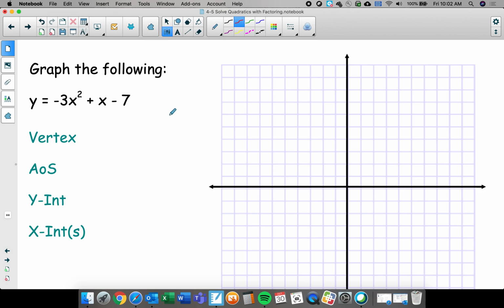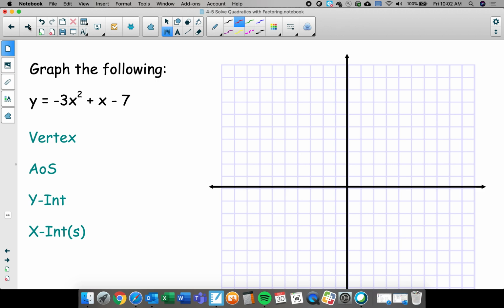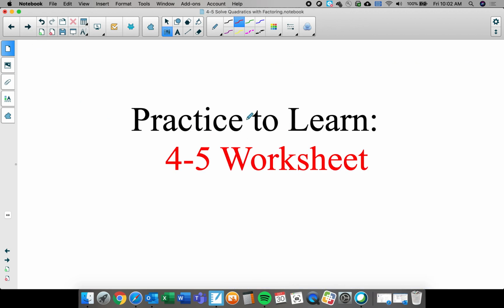Last one here is, and I'm not even going to worry about this one, I don't think. I'm going to skip through that one. So the practice to learn that goes with this would be your 4-5 worksheet. Again, I want you to take a look at the factoring that would go with the graphing and the x-intercepts and all that kind of stuff.